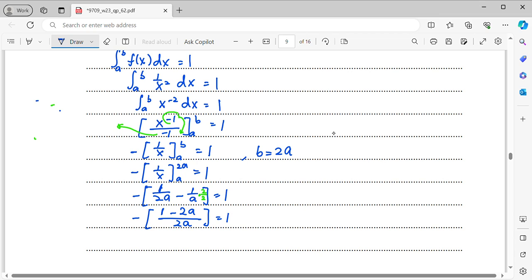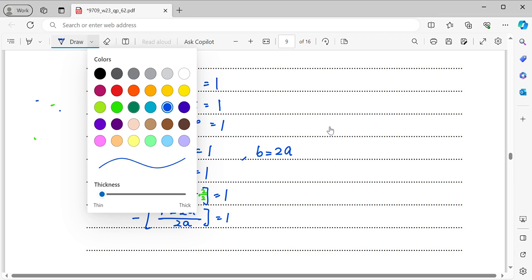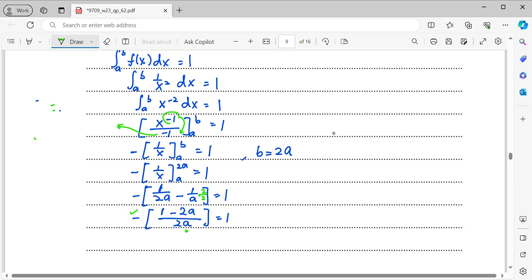Okay, so I did a mistake here. This part, here I times 2. This 2 times 1 is supposed to be just 2. Okay, mistake. So this is going to be right.